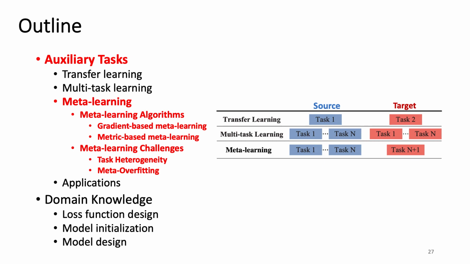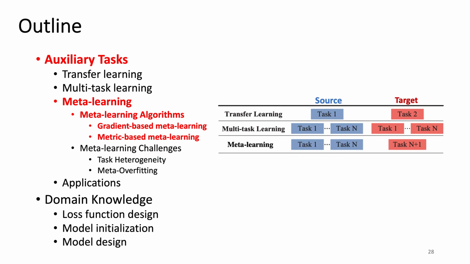For the next part, meta-learning, Huaxiu will take over and talk about it. From Penn State University. Thanks, JC, for the introduction. Here, I'd like to introduce some recent research about meta-learning. I will introduce meta-learning in two parts. The first is about two types of meta-learning algorithms, gradient-based meta-learning and metric-based meta-learning. And then I will introduce two challenges of meta-learning, task heterogeneity and meta-overfitting.